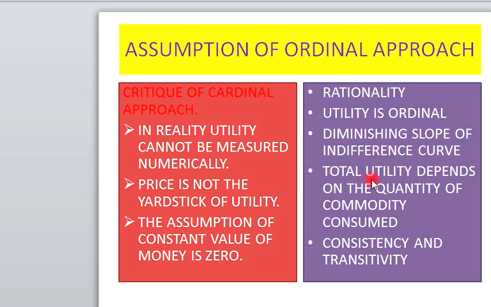The fourth one, total utility depends on the quantity of the commodity consumed. And lastly, consistency and transitivity. The concept of consistency implies that a consumer is constant in his choice. Therefore, if he prefers beans to rice today, he will not prefer rice to beans in a subsequent period.